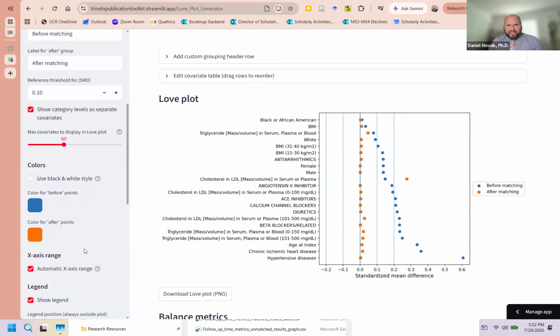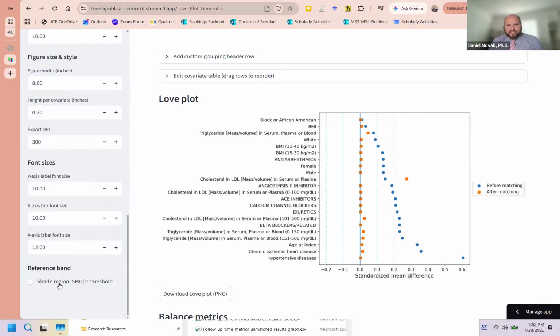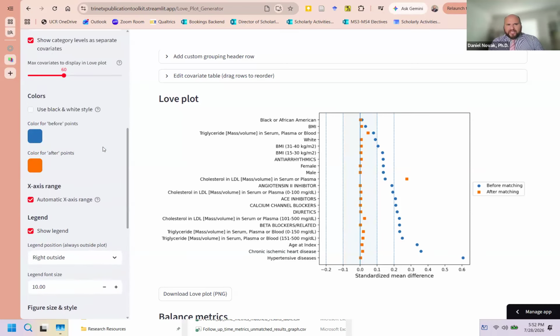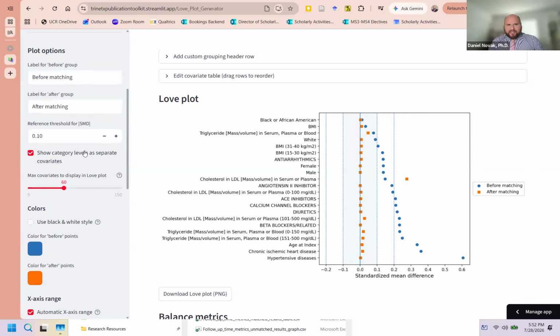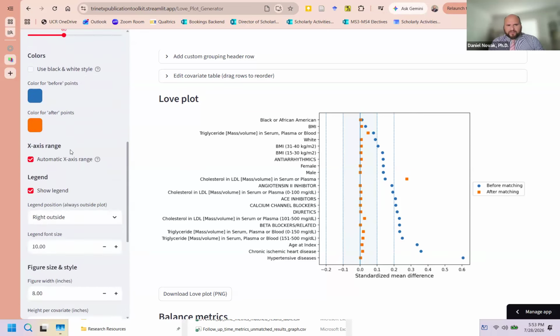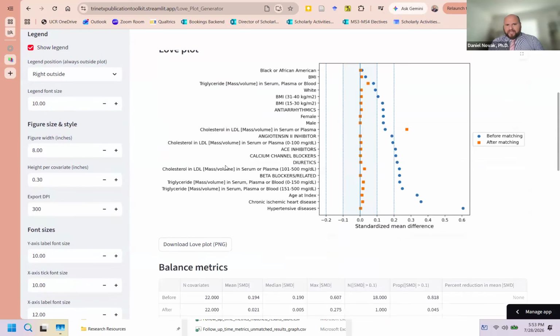In fact, I believe there's a box in here that will take out those values. Oh, I thought there was one. In any case, you can use that to delete that, or you can delete them directly from the table.